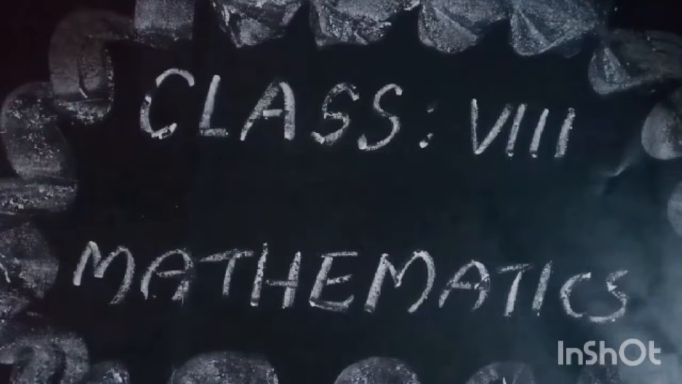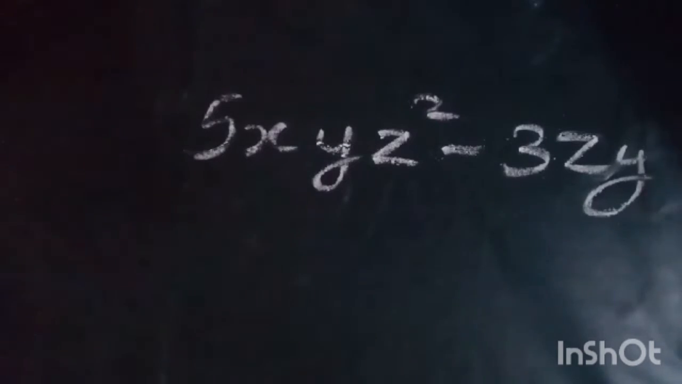Today, we will discuss the exercise given in your textbook. First, we will see the questions in exercise 9.1. Identify the terms and their coefficients for each of the following expressions. See the first question given there, 5xy square minus 3zy. The question is, identify the terms and their coefficients.